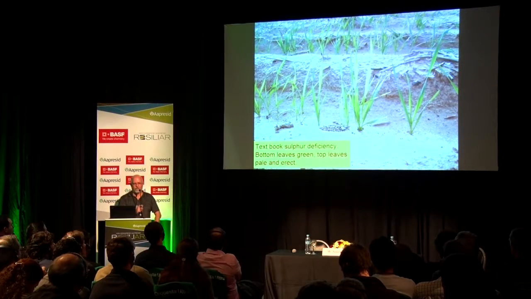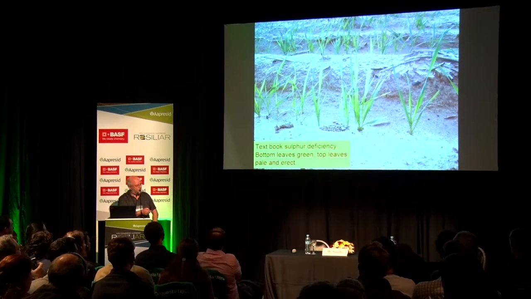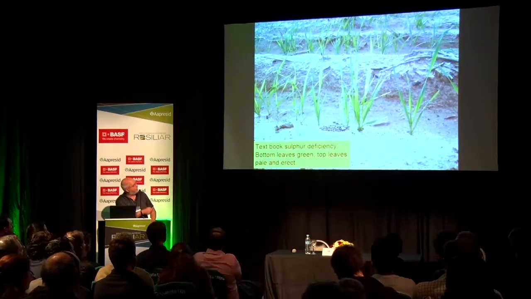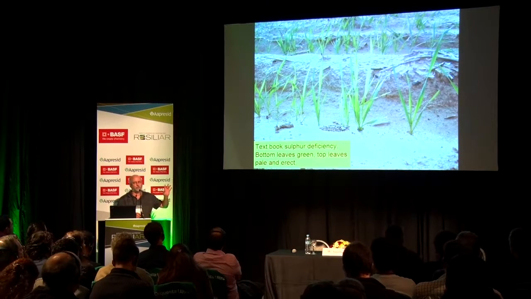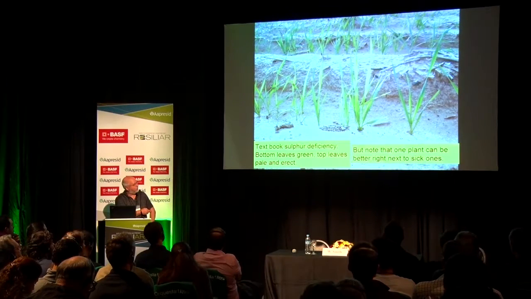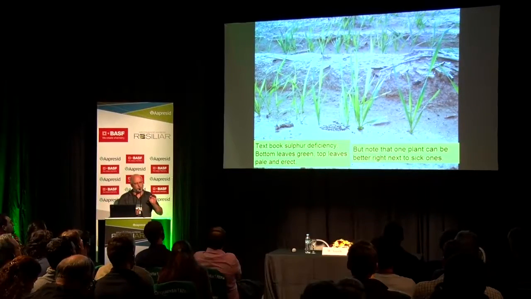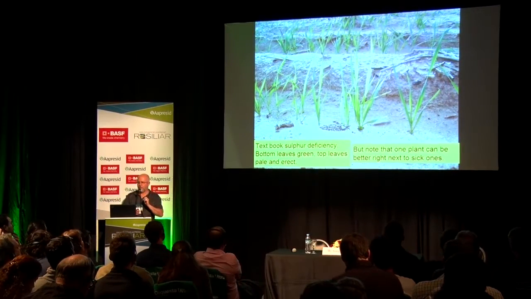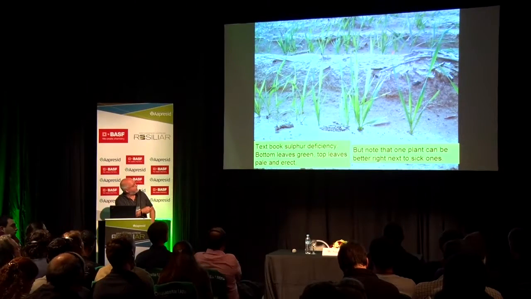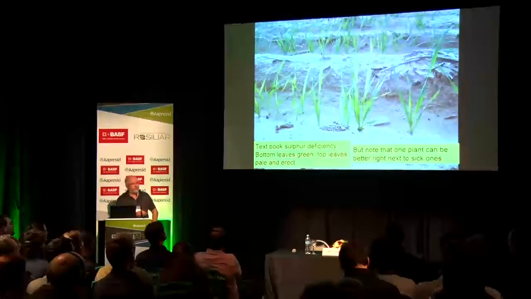This is an example of textbook sulfur deficiency. Textbooks say bottom leaves green, top leaves pale and erect. But I want to show you how to pick that up earlier. That's what textbooks say. Also want to point out that because with sulfur you only need a little bit to make a plant happy, you can have one plant looking greener in amongst the other sick ones.